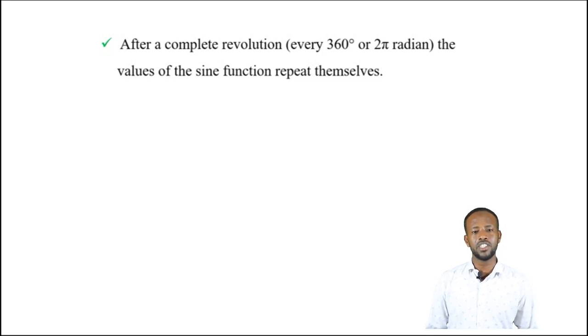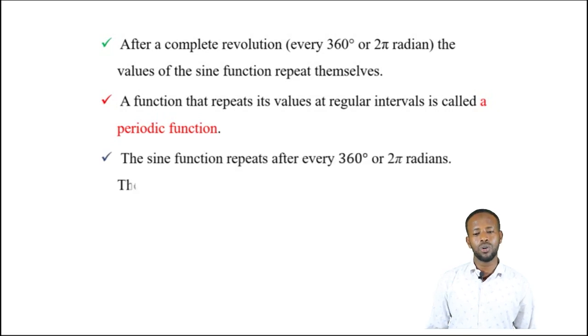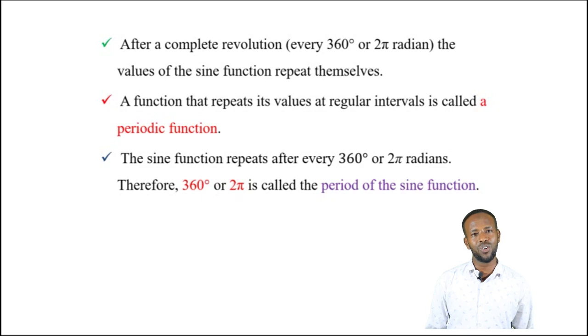That is why we call this graph repeating itself after 360 degrees. Each 360 degrees it will repeat. A function that repeats its values at a regular interval is called a periodic function. After some interval it will start again, and that type of function is called a periodic function. The sine function repeats after every 360 degrees or 2 pi radians, therefore 360 degrees or 2 pi is called the period of the sine function.